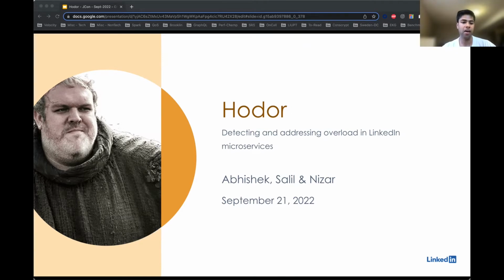Today, along with my colleagues, Salil and Nizar, I'll be talking about Hodor, which is a framework that we've developed at LinkedIn to detect and address microservice overload. Many engineers have contributed to this project, so the three of us are here presenting on behalf of a much larger group.